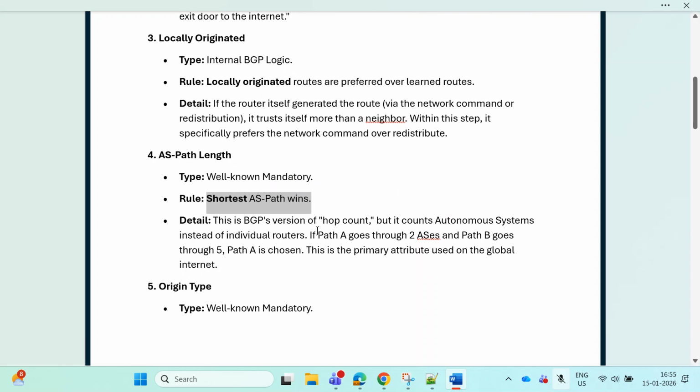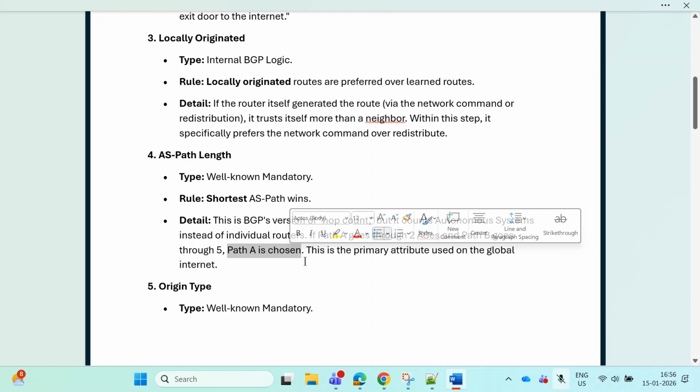This is BGP's version of hop count, but it counts autonomous systems instead of individual routers. So hope you understand it. If path A goes through two autonomous systems, and path B goes through five autonomous systems, path A will be chosen, path A will be preferred in that condition, right? And this is the primary attribute used on the global internet, right?